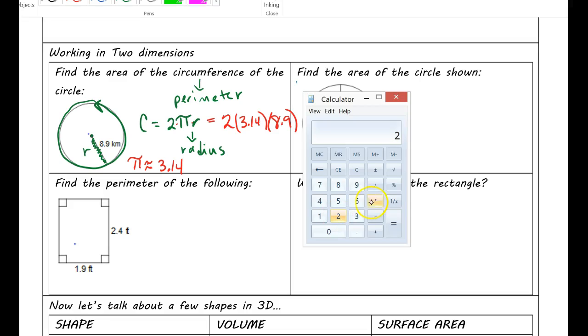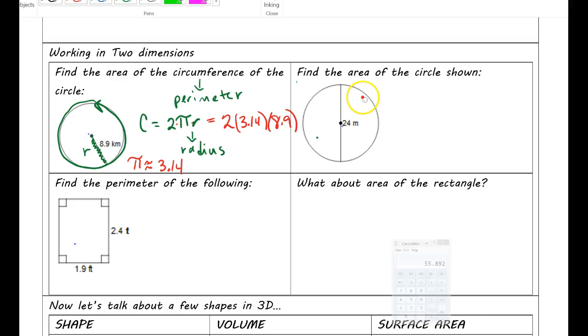So 2 times 3.14 times 8.9. And I'm going to get 55.892. So that will be my answer, 55.892. All right, cool. So that is the distance around this circle.